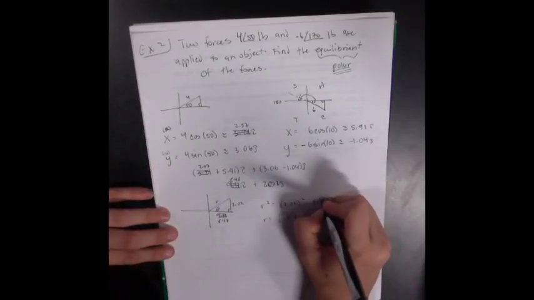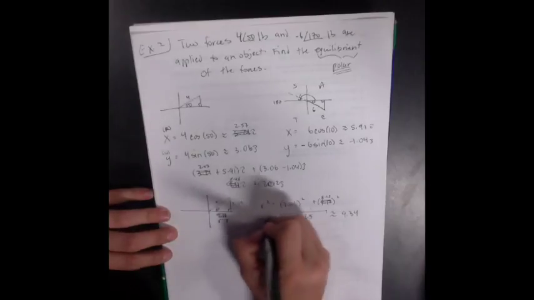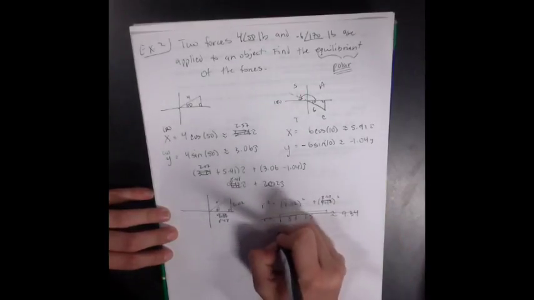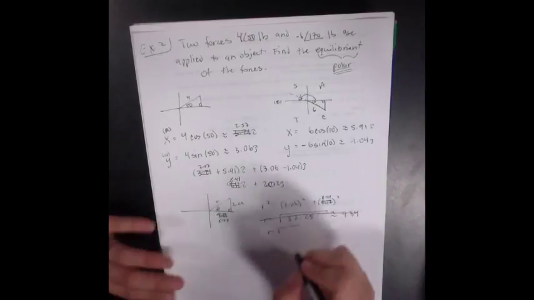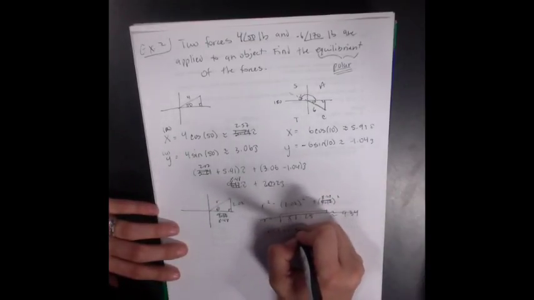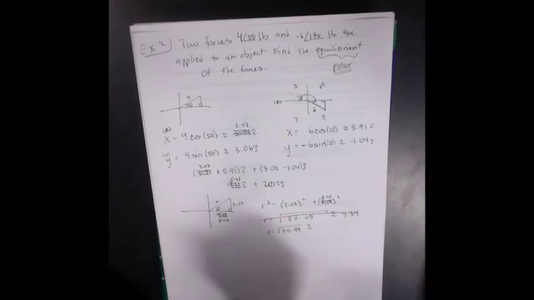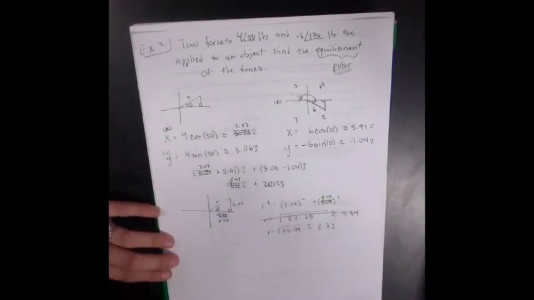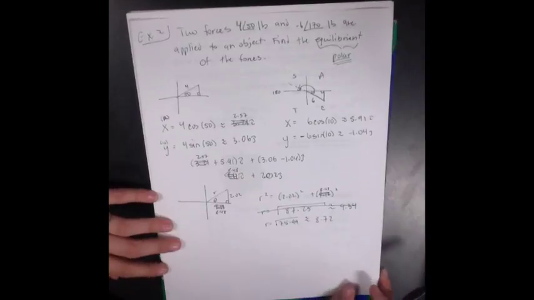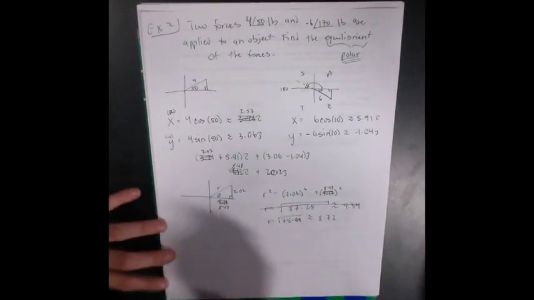So I would have 8.48 here. Just put a line through that. So r is going to be the square root of 75.99, which gives me 8.72. Sorry about that, I made a slight calculator error.